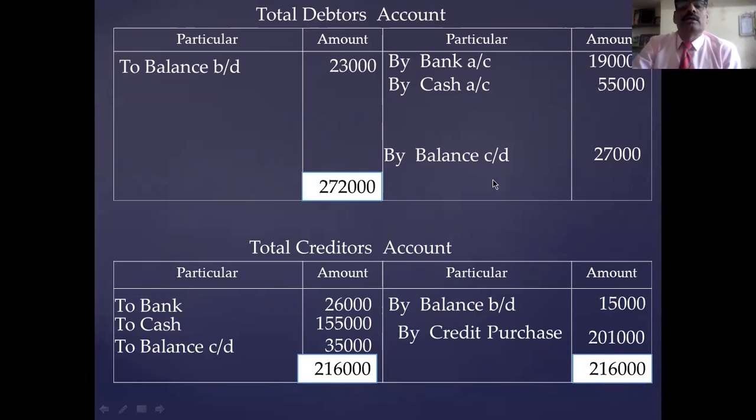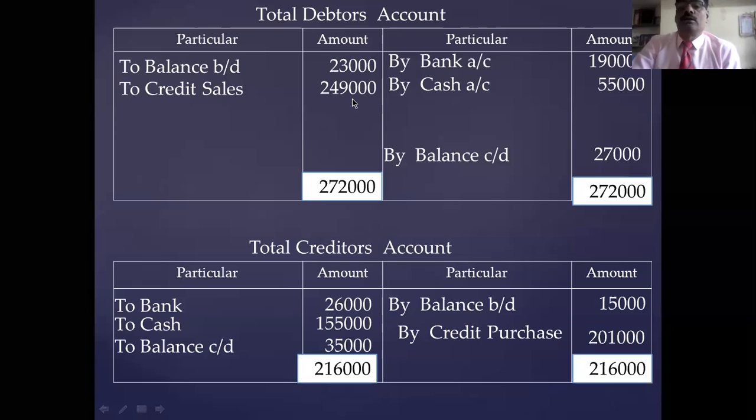Then close the debtors account. Debtors account total is 2,72,000. Difference is credit sale. Credit sale is 2,49,000. Okay, this is the information. Here everything is given.